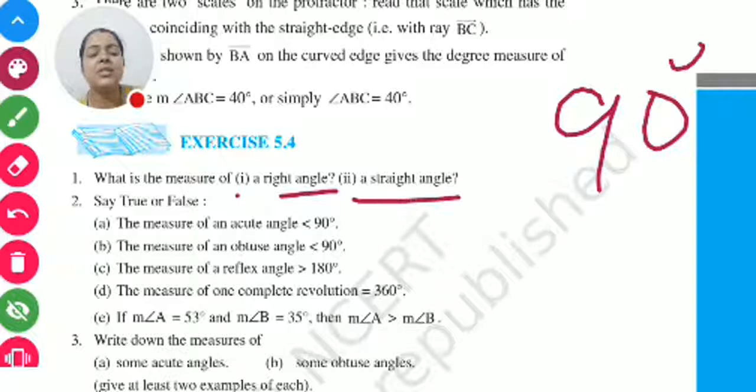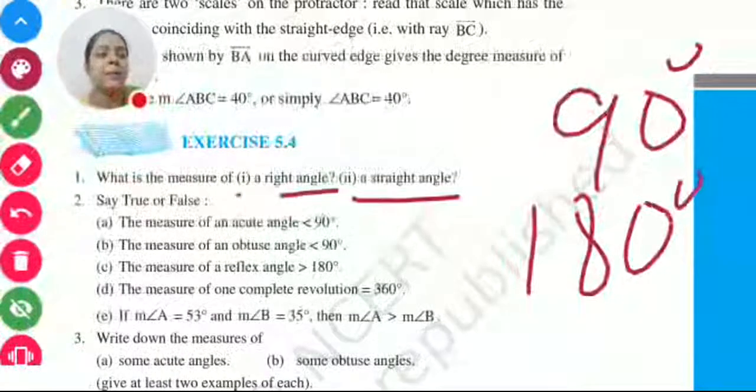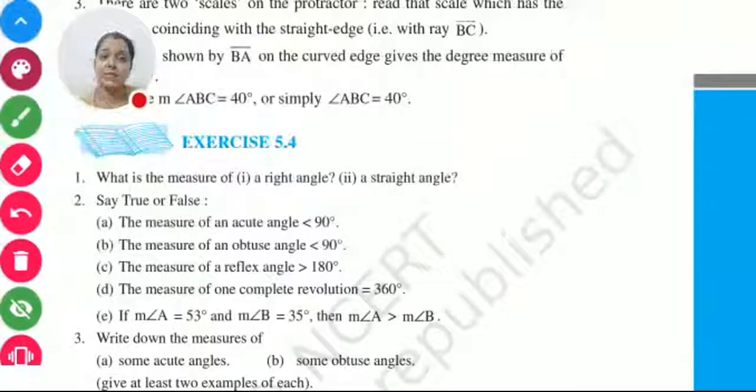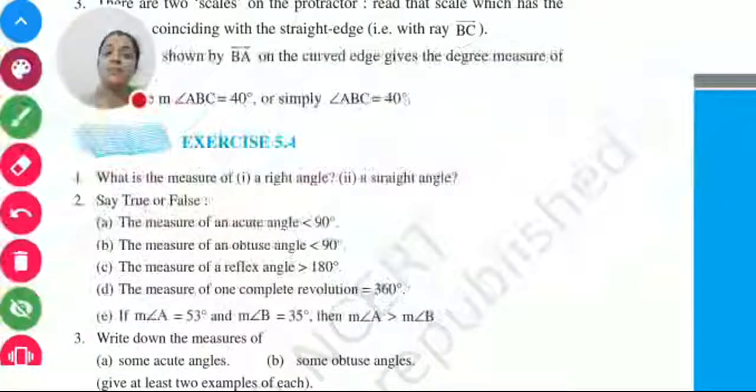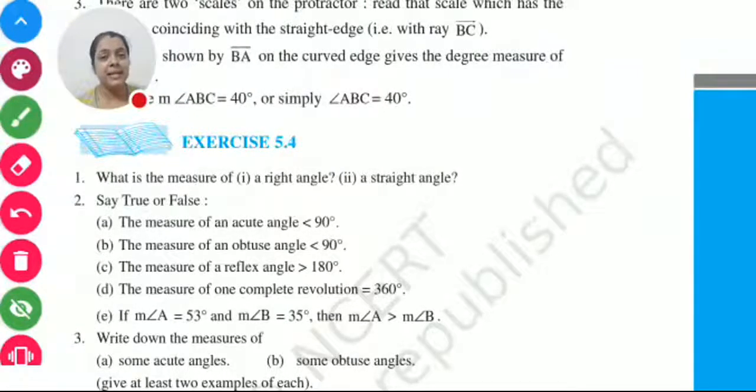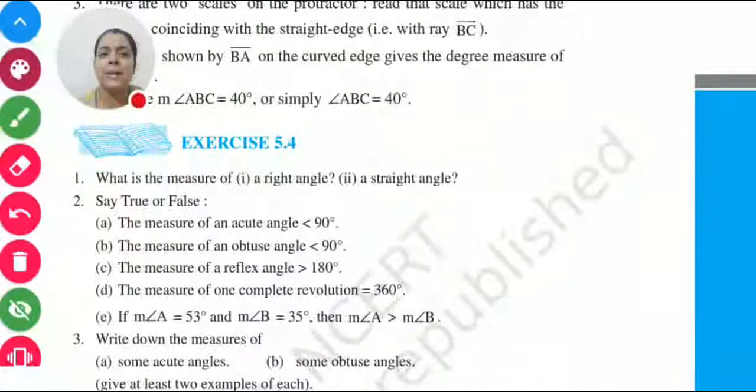What is the measure of a straight angle? It is right. Coming to question number 2, whether it is true or false. So let's see. You know about acute angle, which is less than 90 degree. Obtuse angle, which is more than 90 degree and less than 180. Reflex angle, which is more than 180 degree. That you people know. Complete angle is 360 degree and straight angle is 180 degree. Right. So here the question is completely based on that.